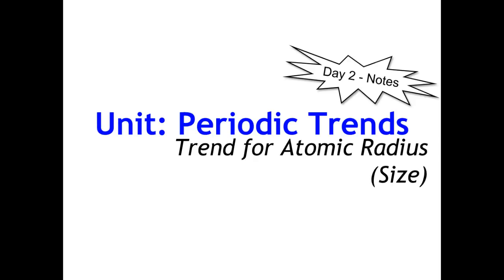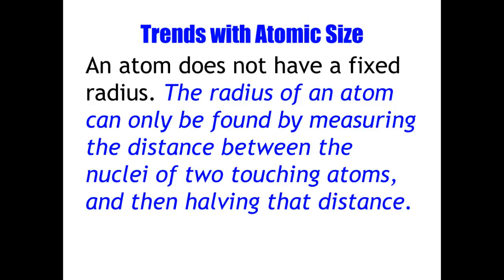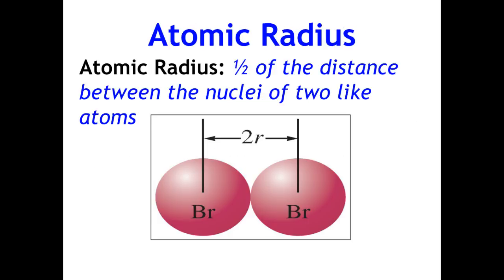Atomic size! So, an atom does not have a fixed radius. But scientists found, by measuring the distance between the nuclei of two touching atoms, and then halving that distance. So, what does that mean? We have to look at a picture because I don't read a book unless there's pictures in it. The actual atomic radius is half of the distance between the nuclei of two like atoms. So, half the distance between here, and that is the radius.